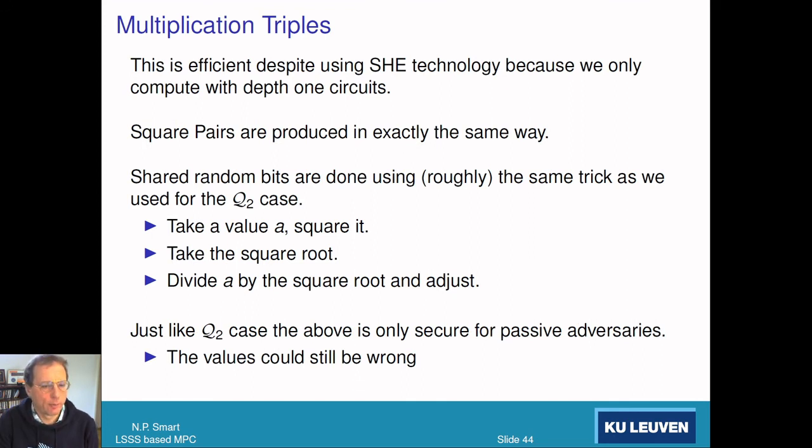So that's how we do multiplication triples. For square pairs, it's exactly the same as we did before. Instead of taking a random B, you take A, you multiply it by itself, this gives you A squared. Random bits are done exactly the same way as before, as we did for the Q2 case. We take a value, we square it, we take the square root, and then we divide, and then we adjust. So it's roughly the same. But as we said, things could still be wrong. There might not be valid bits, the MACs might be wrong, but at least we can produce them in a passively secure manner.